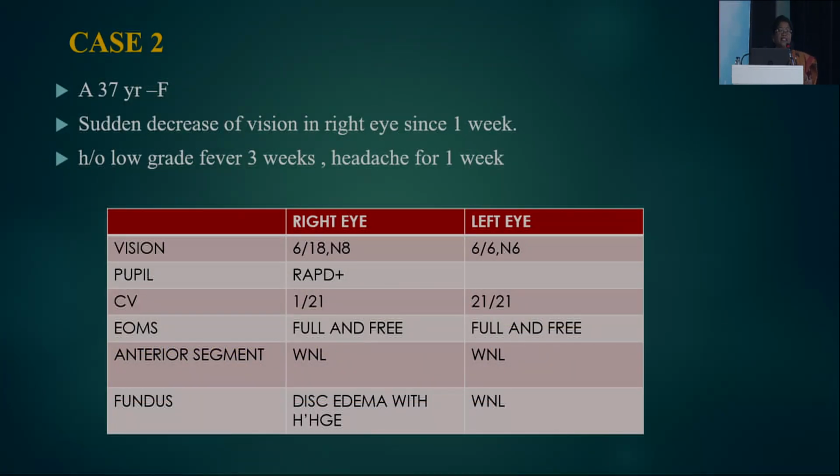So this is a 37-year-old female, again with a history of drop in vision in the right eye, and now she had low-grade fever and headache. The right eye again has a moderate drop in vision. There's a relative afferent defect, color vision has dropped down, and the left eye is normal by all means. Do you think any further history I have to ask in this patient?